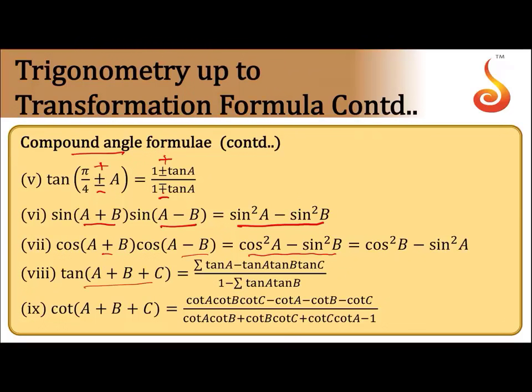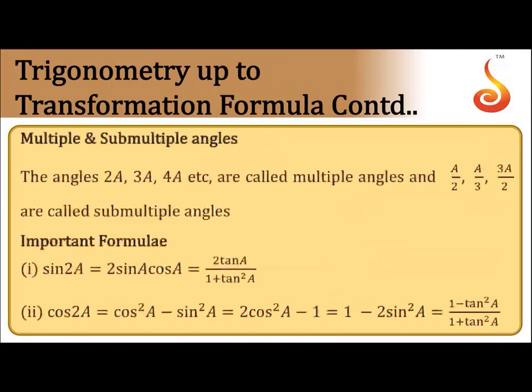Whereas the tan(A + B + C) formula is (Σ tan A − tan A tan B tan C)/(1 − Σ tan A tan B), meaning 1 − tan A tan B − tan B tan C − tan C tan A. Similarly, cot(A + B + C) is equal to (cot A cot B cot C − cot A − cot B − cot C)/(cot A cot B + cot B cot C + cot C cot A − 1), or else in the same lines, by taking minus common, we can also write the tan(A + B + C) formula.